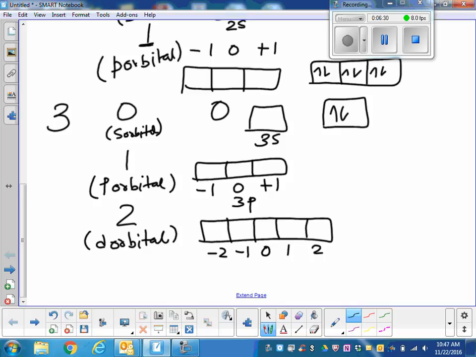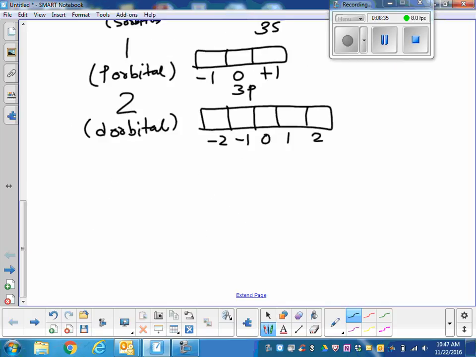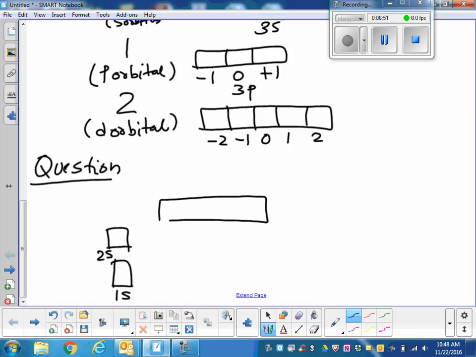Are we good? Okay, so here is a question, and you're supposed to answer it. You have a 1s orbital, a 2s, and then a 2p, and in the 2p you have a down arrow. Are you with me? They're asking you to list all 4 quantum numbers of this particular electron.